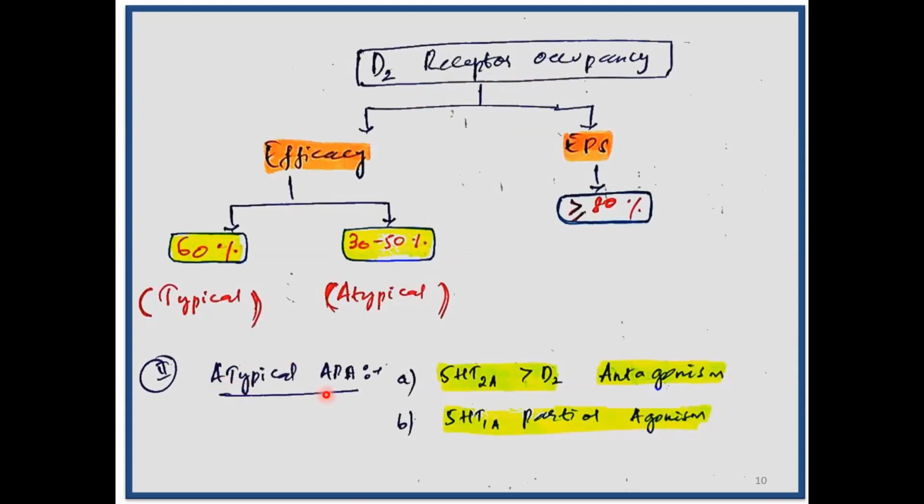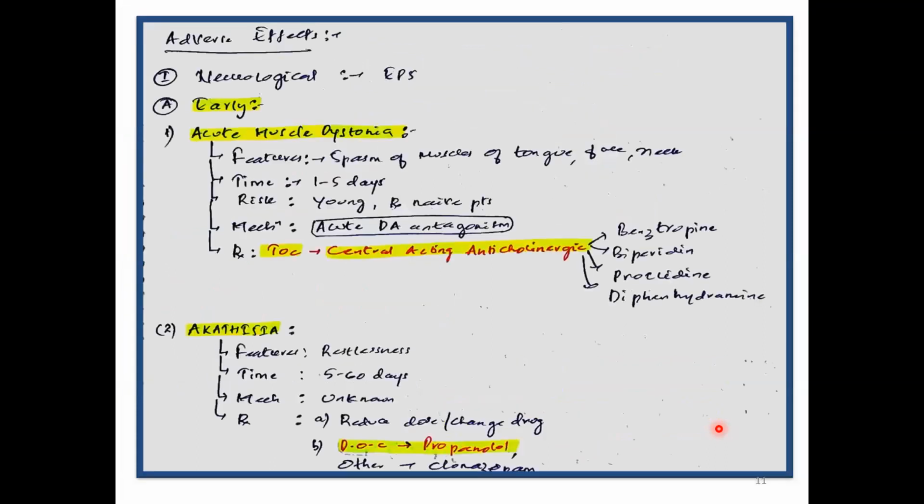Now coming to the atypical pharmacodynamic part, we saw that it basically acts by blocking the 5-HT2 receptor and the D2 receptors, with a higher affinity towards 5-HT2A. You'll see that some of the atypical antipsychotics also act by 5-HT1A partial agonistic activity. Coming to the adverse effects in general, let us divide them system-wise. First, neurological: extrapyramidal symptoms, obviously because of D2 receptor antagonism.